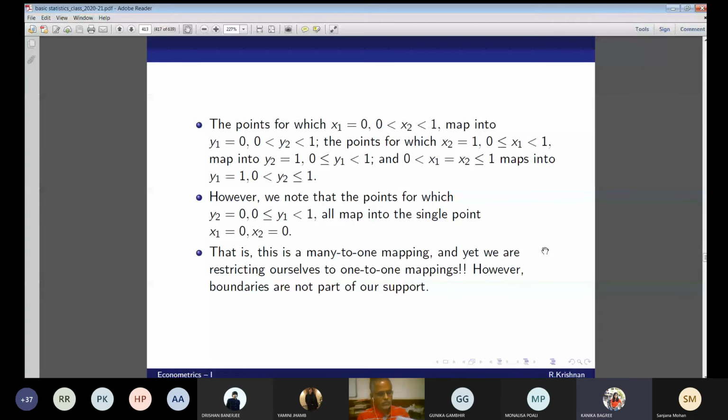Sir, I didn't understand the relevance of restricting ourselves to one-to-one mappings. Relevance is simply to make our life easy. That's it. See the last bullet point. This is many to one mapping and we are restricting ourselves to one-to-one mapping. Do you see the double exclamation mark there, Kanika? Yes, sir. That is one way to make our life easier.